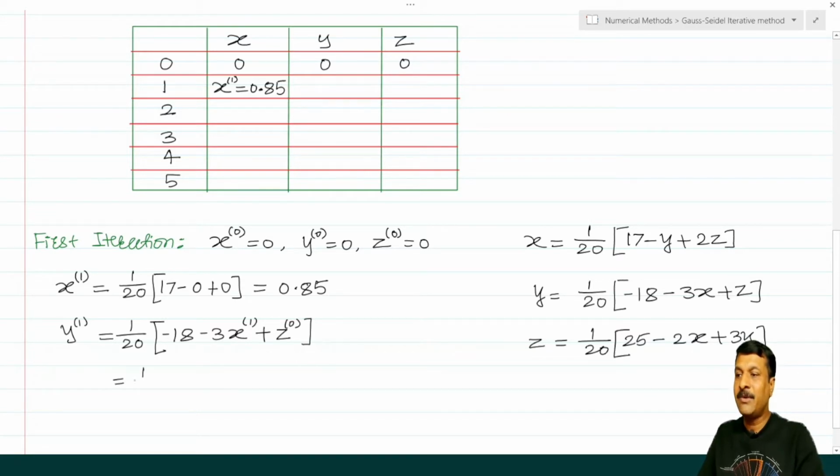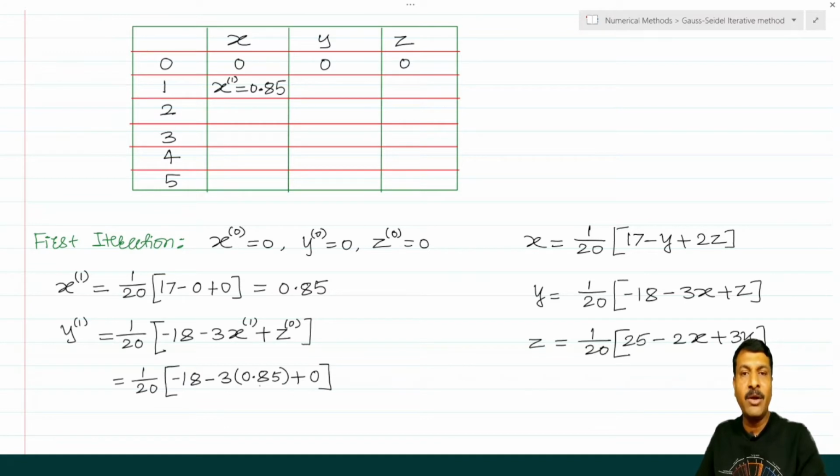So it is equal to 1 by 20, put the values. So minus 18 minus 3, what is the recent value of x? So 0.85 plus recent value of z is 0. So by table it is very easy to take recent value of x, y, z. That is why for iteration method or iterative method or lengthy numerical methods, always you consider the table first.